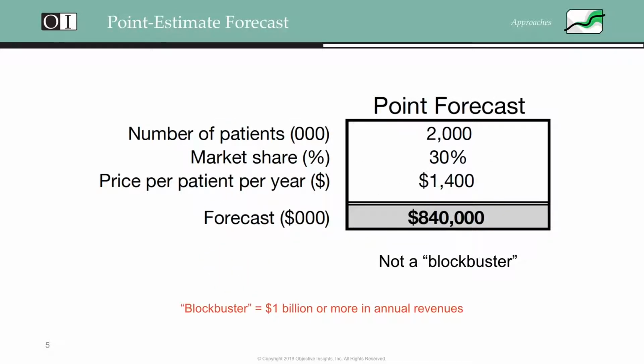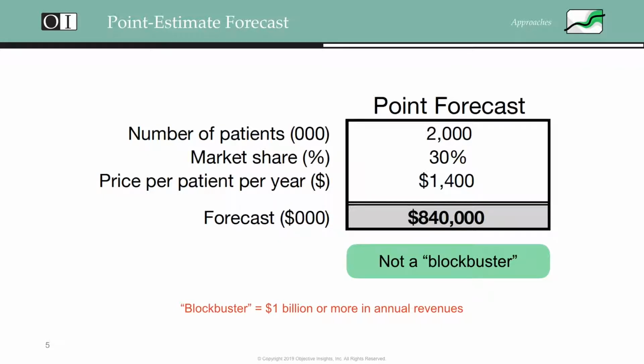Here is an example of a point estimate forecast. So we start out with the number of patients, here 2 million, market share 30%, and price per patient per year at $1,400. If we multiply all the numbers in this column, we end up with the forecast of $840 million. Now, if we use a definition of a blockbuster as a product that hits $1 billion or more in annual revenues, we can see that this product will not be a blockbuster. So this is a very typical example of a point estimate forecast.